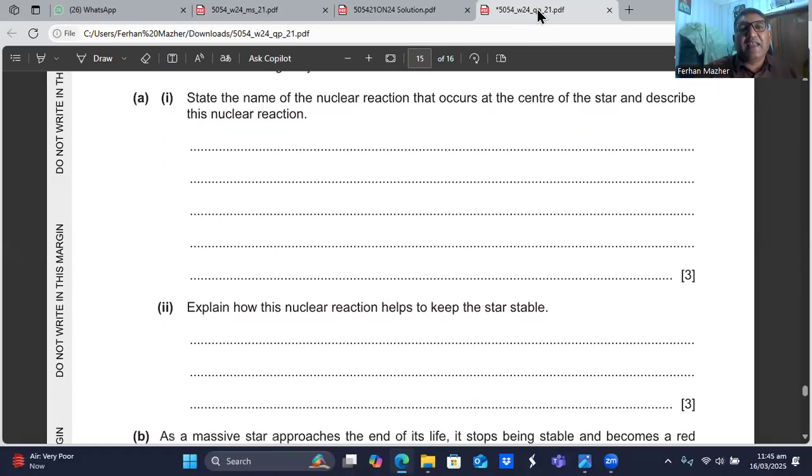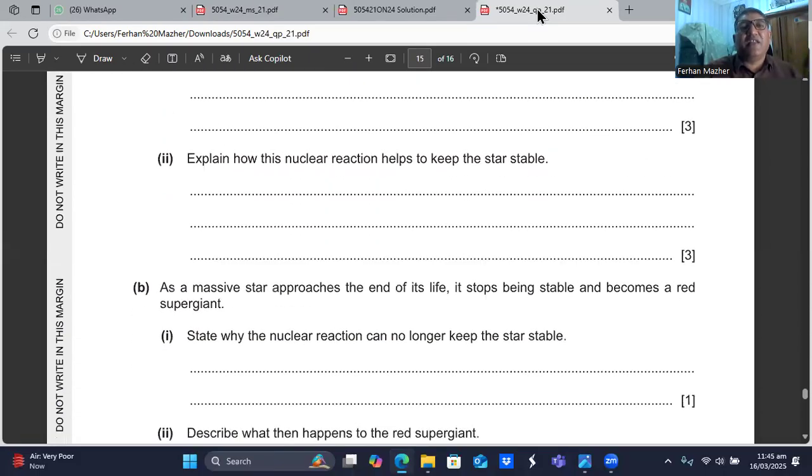Okay, question number 9 is A, and the second part: explain how this nuclear reaction helps to keep the star stable. You see, in the star, at the core, there is an enormous amount of gravity. Due to the gravity, we have an inward force. That gravity is trying to collapse the star. That force due to the gravity is inward.